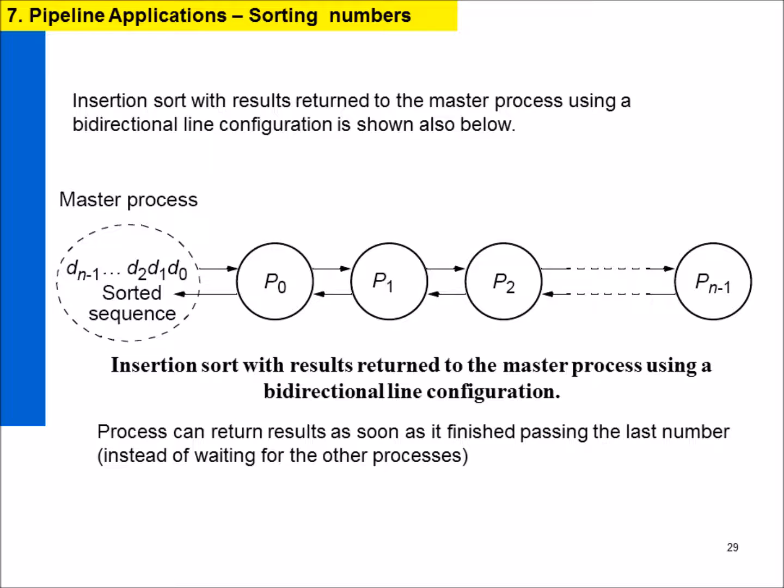Results of the sorting algorithm can be extracted from the pipeline using either a ring configuration or the bidirectional line configuration. The latter is advantageous because a process can return its results as soon as the last number is passed through it. The process does not have to wait for all the numbers to be sorted.